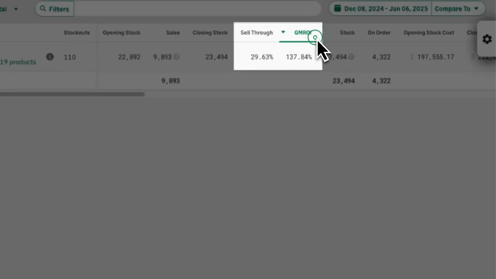Looking at my total view, I'm showing the GMROI as 137.84%. This is high and a strong sign of a good return on investment. However, when it's paired with the lower sell-through percent, it's telling us that we aren't selling products as quickly as expected. This could be related to several factors like poor demand, bad pricing, too much inventory, etc. It's very possible that these combined results are just a byproduct of my testing environment, but they should be investigated further, for sure.